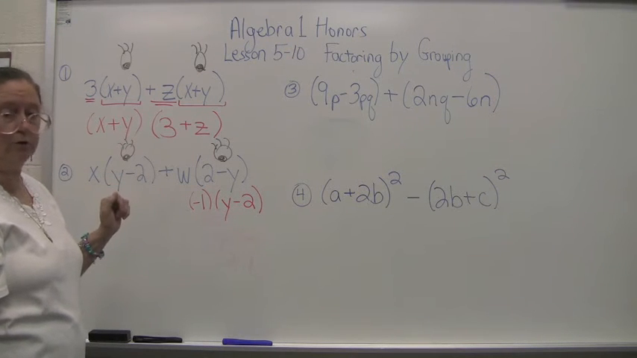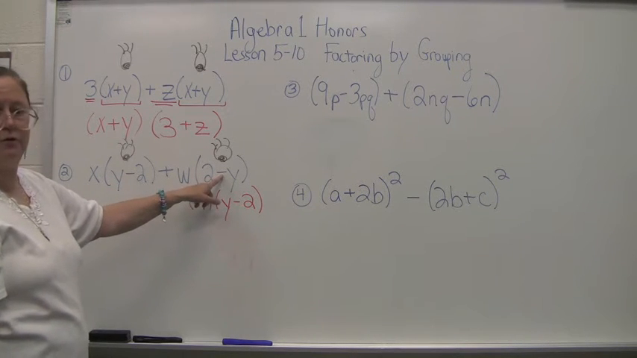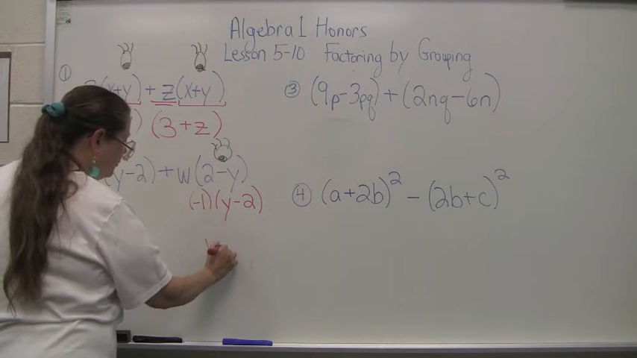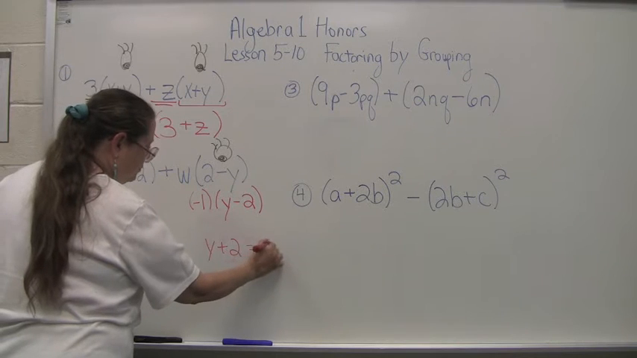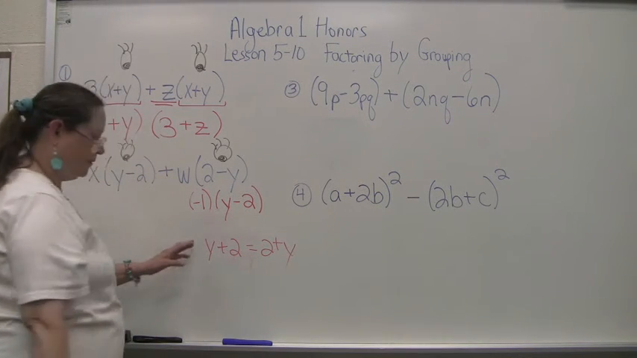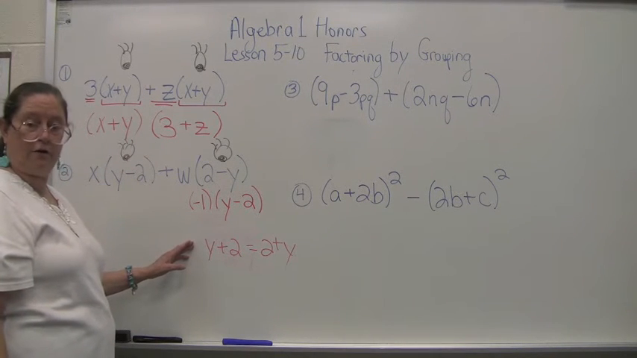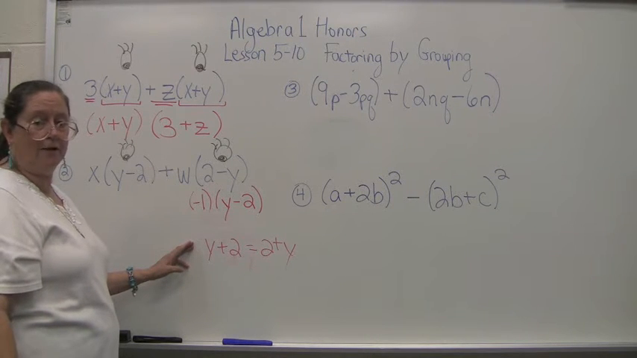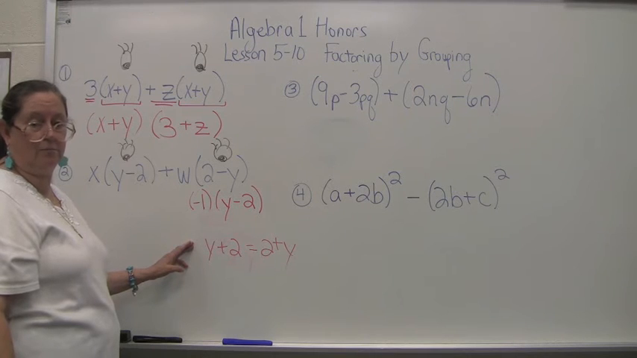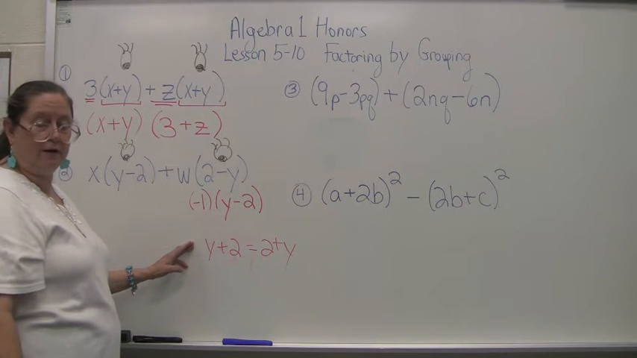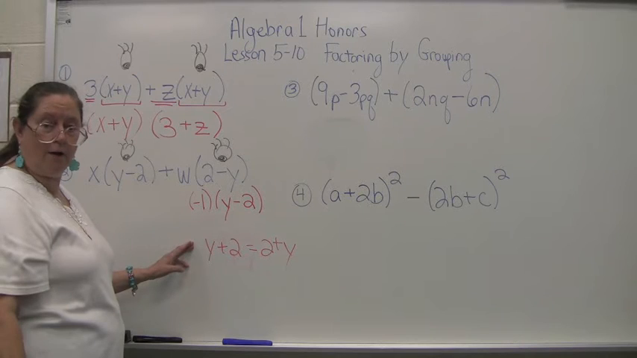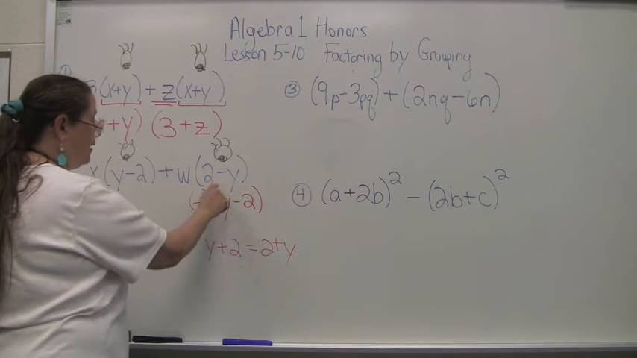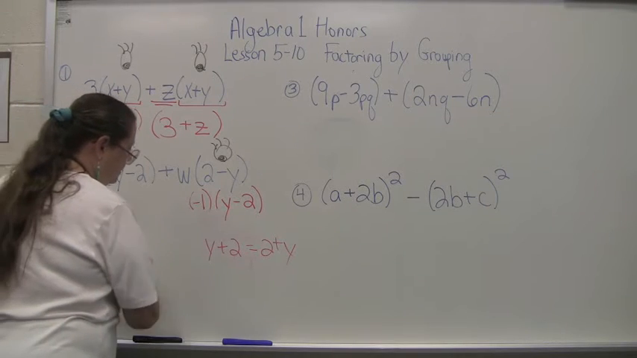Now that doesn't work for a plus. If it was a plus, if this were y plus 2, right, that's the same thing as 2 plus y, because addition is already commutative. Subtraction isn't. 4 minus 8 is not the same thing as 8 minus 4. Okay? It's the same thing as -1 times 8 minus 4. So when there's a minus, you have to pull out a -1. Okay?